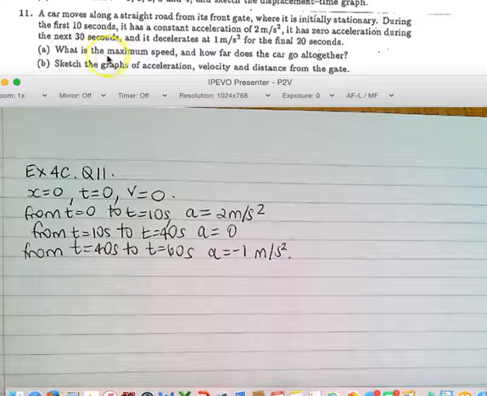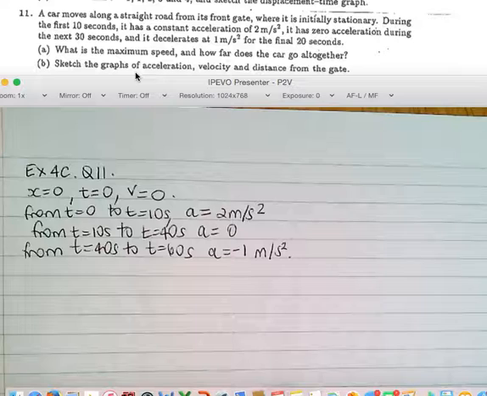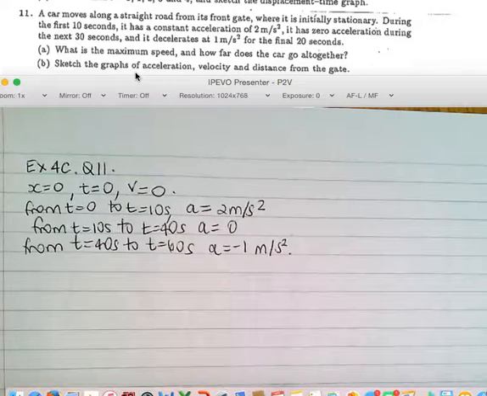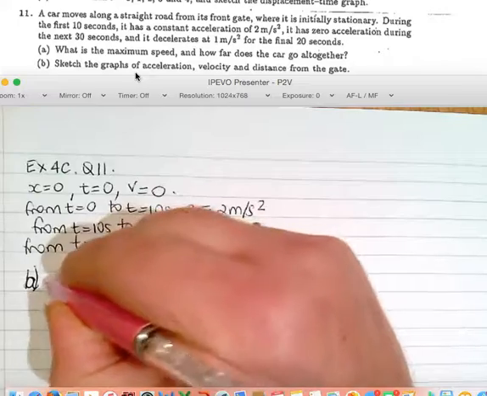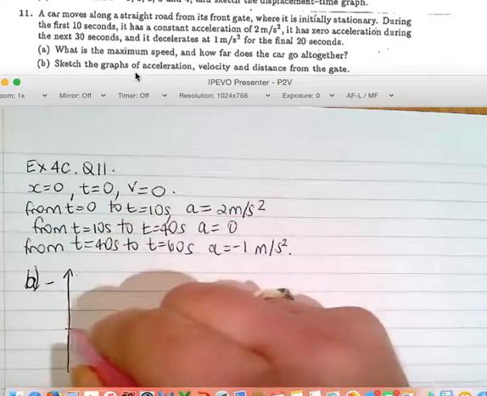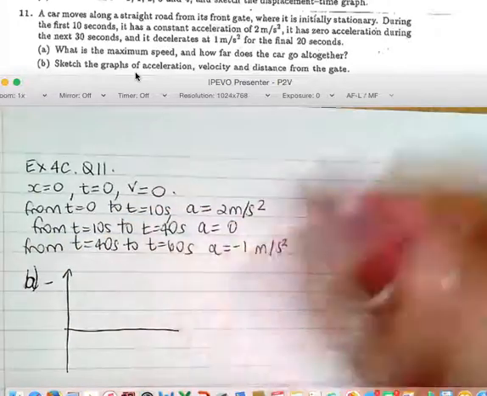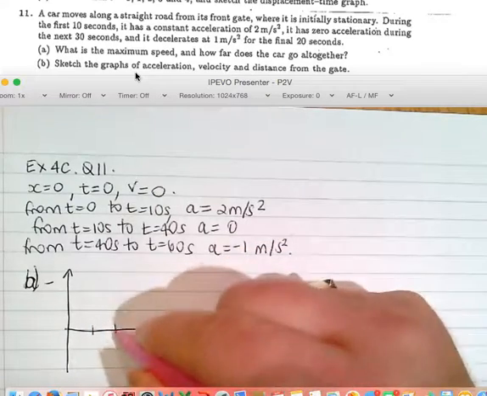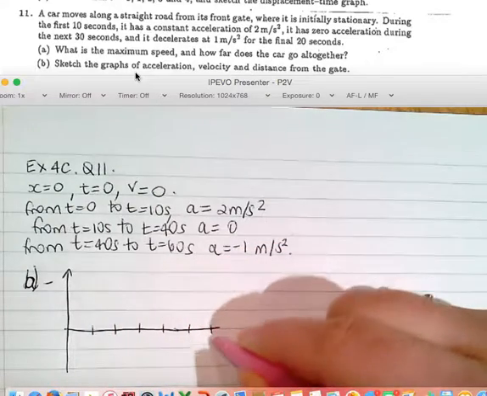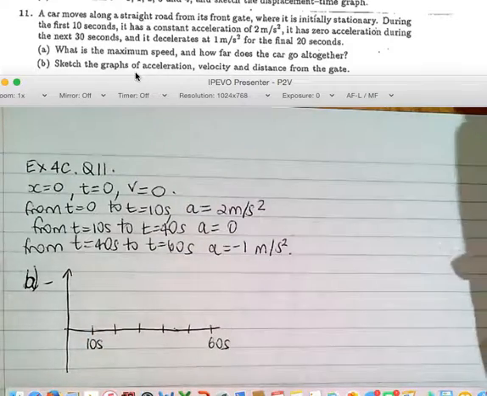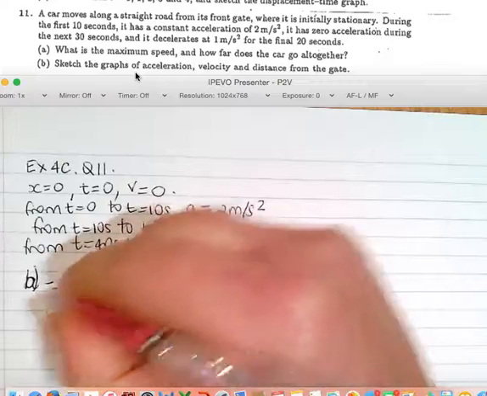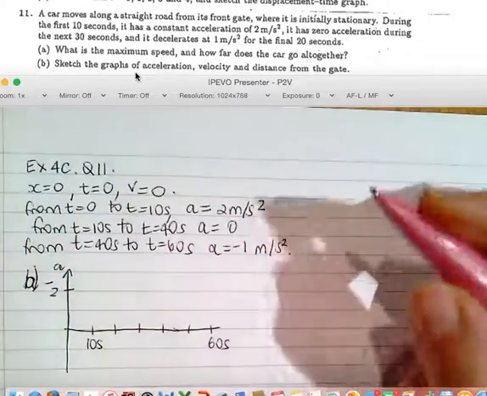Now, before doing part A, I'd like to do part B. I want to sketch the graphs of acceleration, velocity and distance from the gate. So I'm going to start with part B first. So the acceleration curve. We know that we go for 60 seconds, so 10, 20, 30, 40, 50, 60 seconds. We know that in the first 10 seconds there's a constant acceleration of 2 meters per second squared.